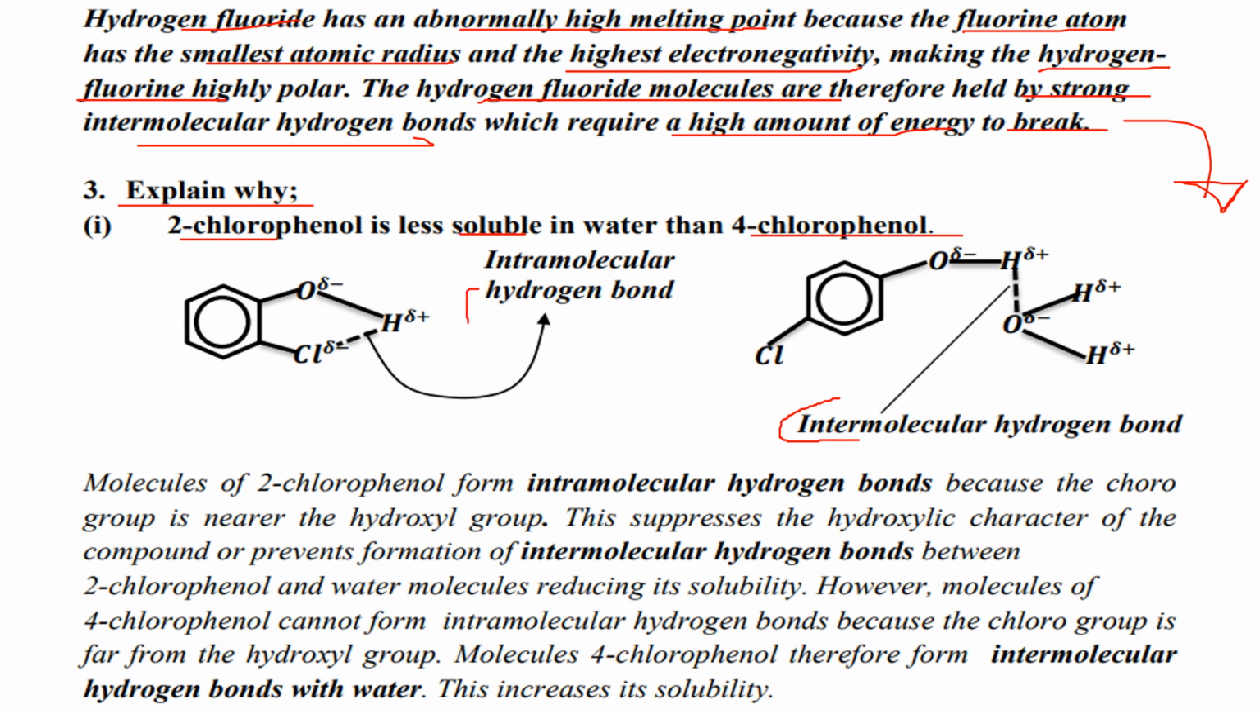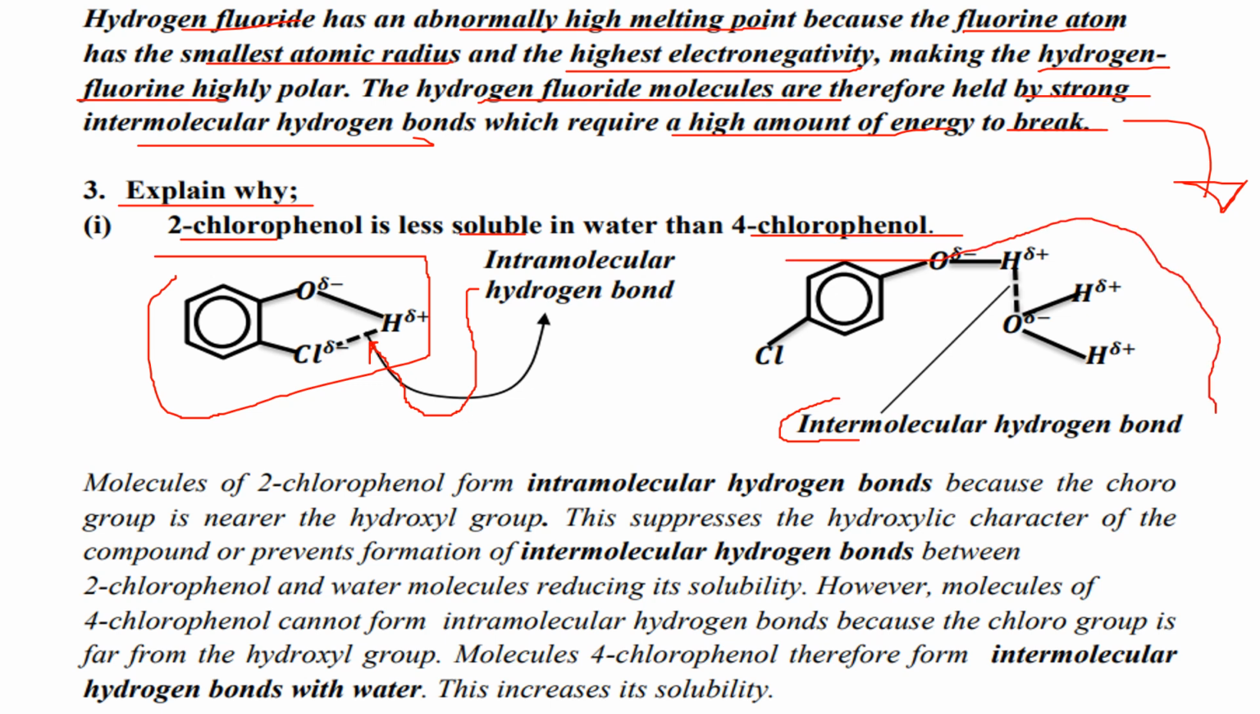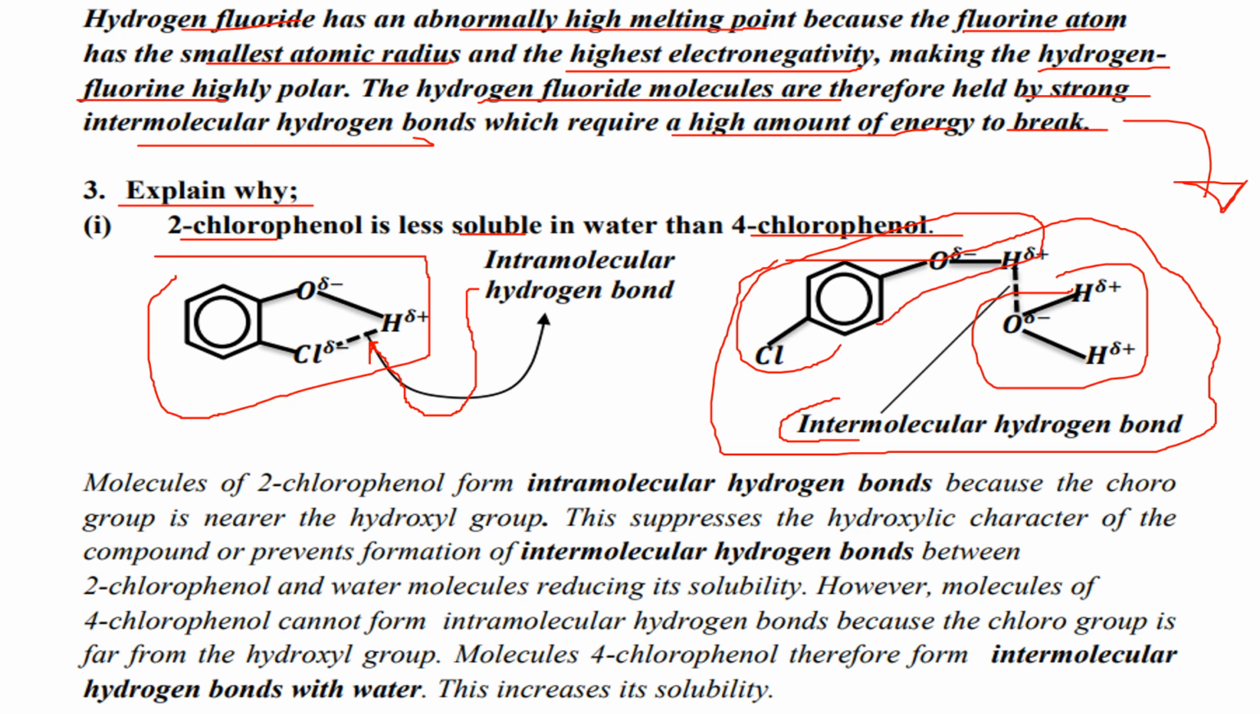Now the quick difference here is that intramolecular hydrogen bonds are formed within the same molecule. But intermolecular hydrogen bonds are formed between two molecules, two molecules when they unite. For example, this is the water molecule uniting with a 4-chlorophenol molecule. So the two molecules form what we call the intermolecular hydrogen bond. But if the hydrogen bond is formed within the same molecule, we call it an intramolecular hydrogen bond.